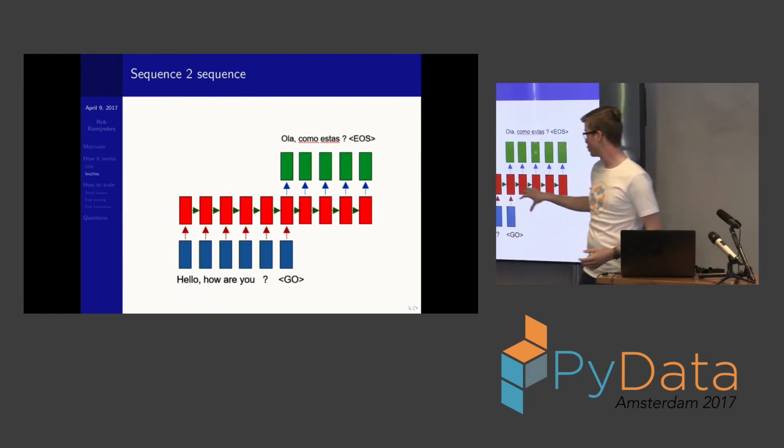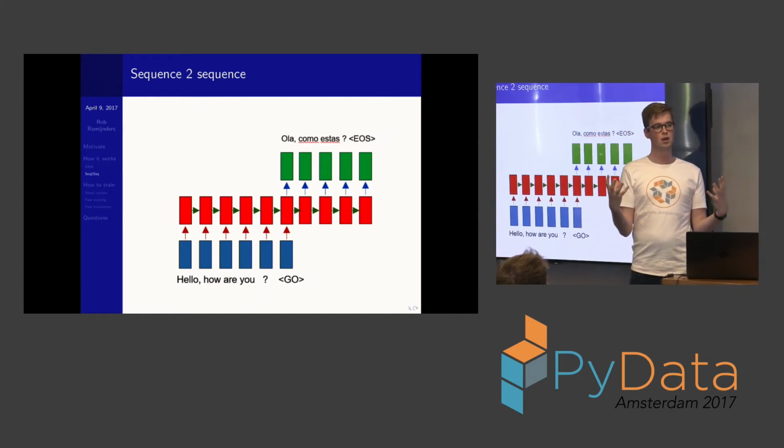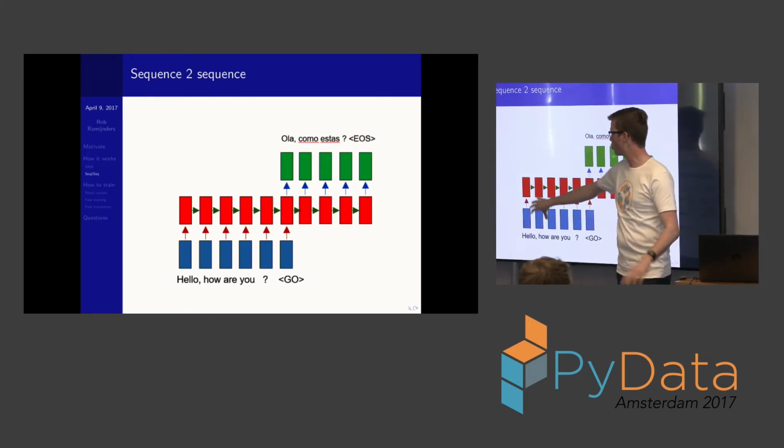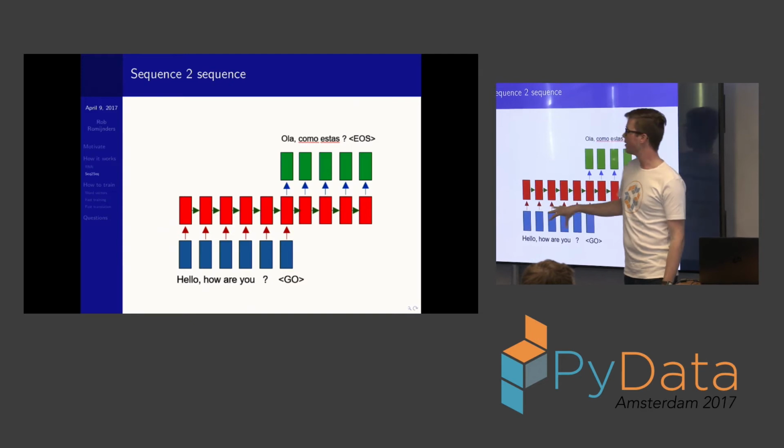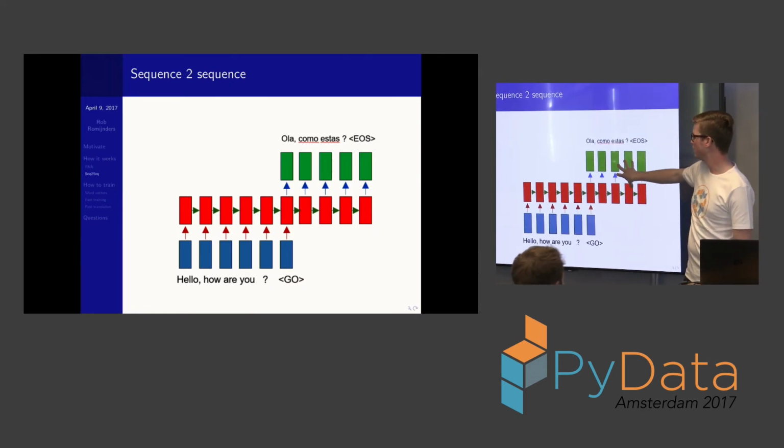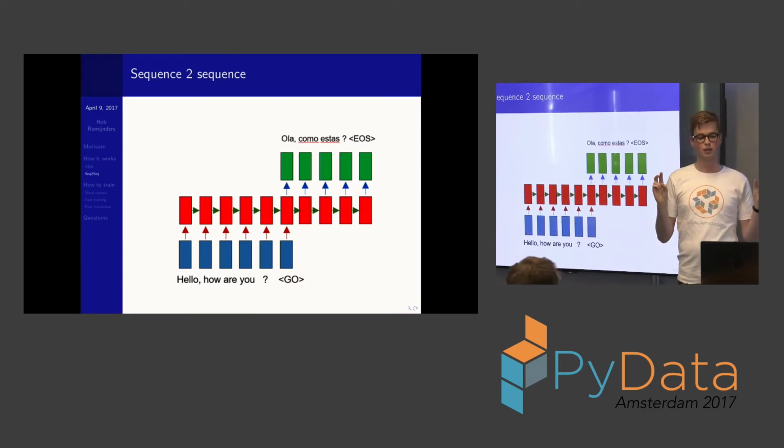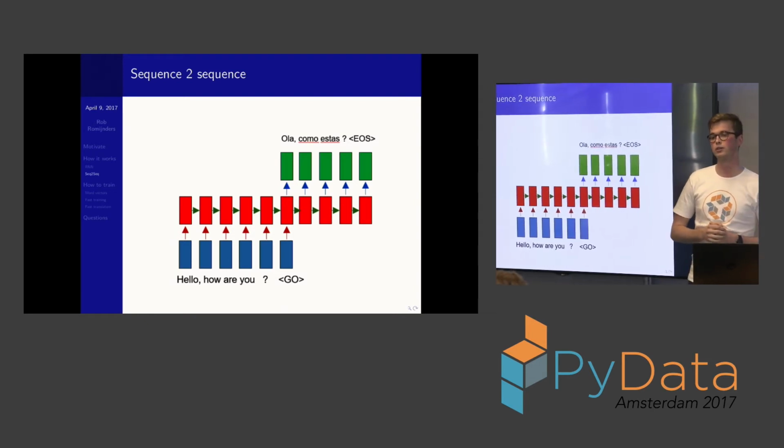So then, this first part, we name that the encoder. It cares about encoding the words of the input language. And this part, we call it the decoder. It cares about decoding the words of the output language.